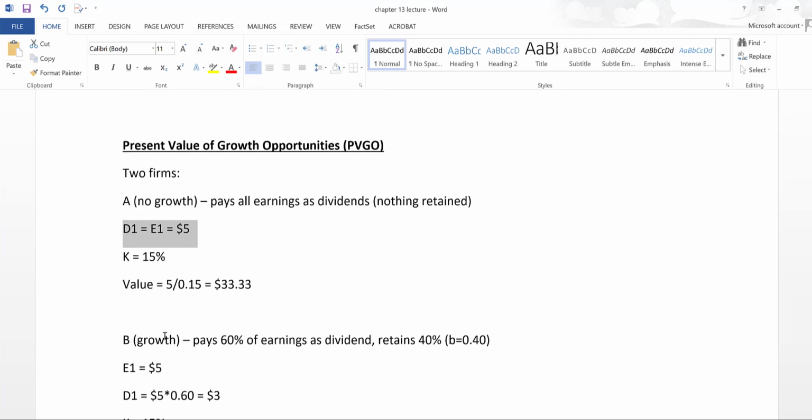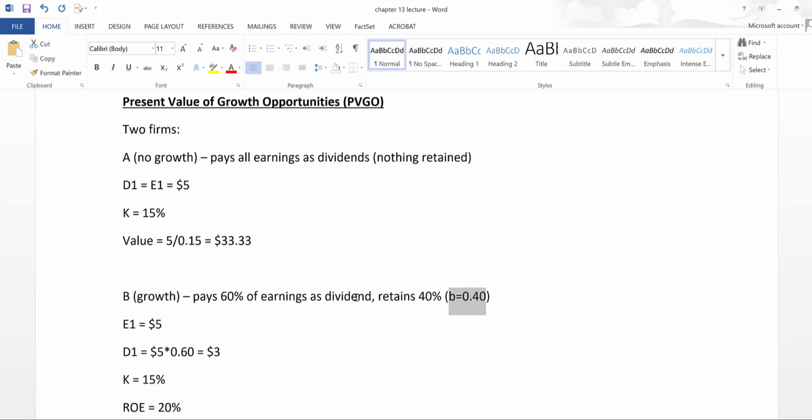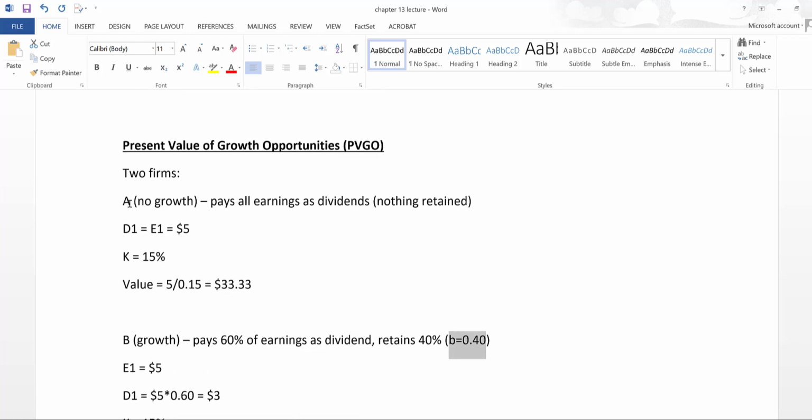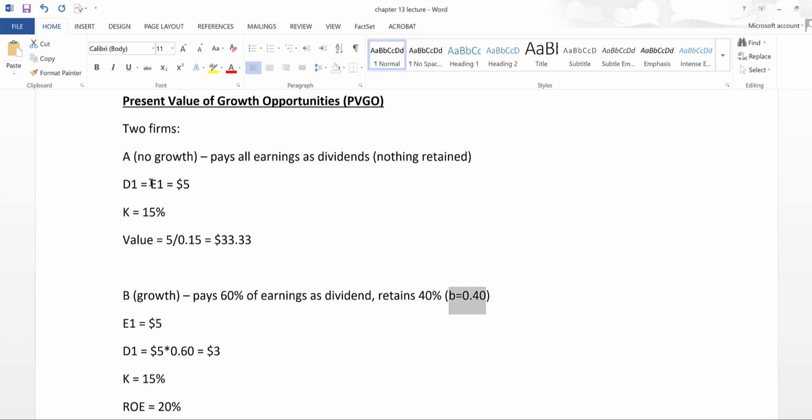B is a growth firm, right? It pays 60% of its earnings as dividends, and therefore it retains 40%. So its retention ratio, which we are calling B, is 0.40 or 40%. So that is the only difference between A and B. A is a no growth firm, B is a growth firm, but otherwise they're identical. Earnings for A, $5 per share. Earnings for B are also $5 per share.